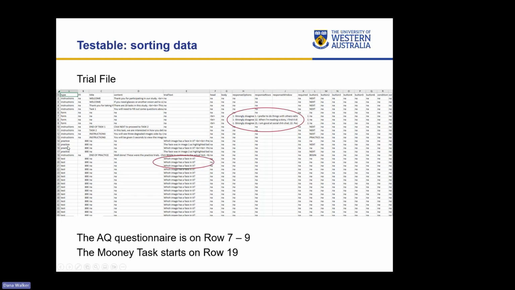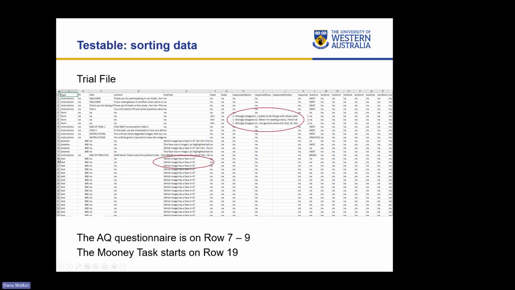If you have any practice rows, they will be displayed there, any forms as well. So what you see here is my AQ. So my AQ is formatted in a way that it appears in a table, and that's why it looks very short, because of how I formatted my AQ. All right. So this is starting from row 7 to 9. Then there will be like a gap in data, like it won't be there, the rows. And then my experimental task, the Mooney task, starts in row 19.